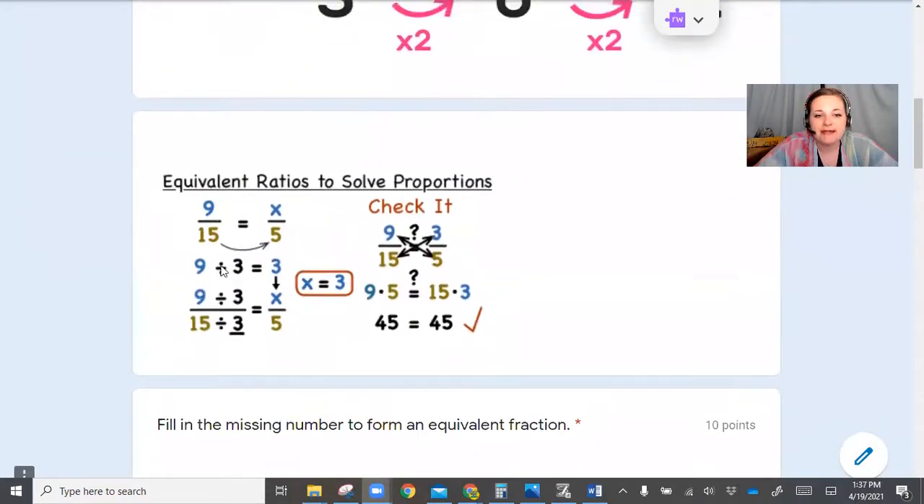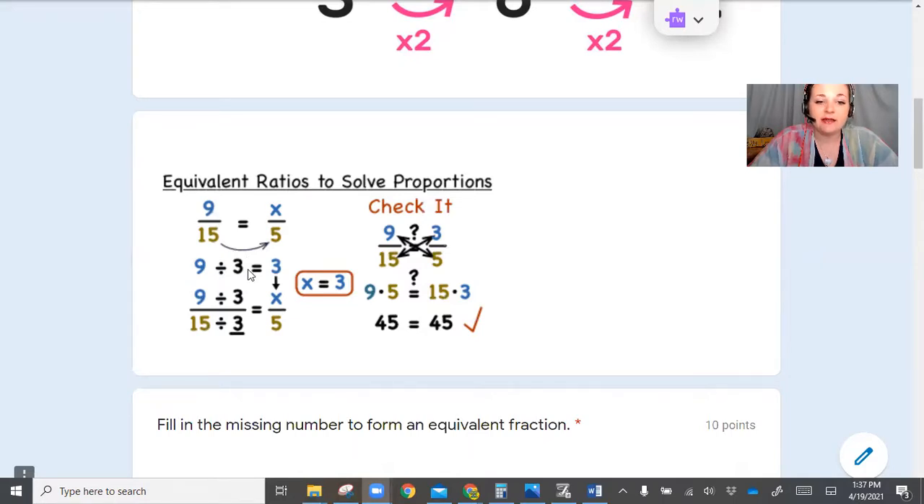Now, when we're trying to identify an equivalent ratio with solving proportions, we have 9/15 is equal to x/5. So I know that my finished part of my fraction is the denominator with 15 and 5. So I need to see, what do I have to do to that 15 to get 5? Well, I know that I have to divide that by 3. So since I divided the bottom by 3, I need to do the same thing to the top.